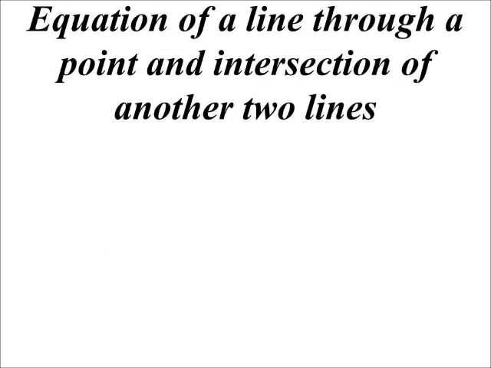Here's another interesting one. If you want to find the equation of a line through a point and the intersection of another two lines, the long way of doing it is solving the two lines simultaneously, finding their point of intersection. Then you've got 2 points, and then you ask, what's the equation of the line between these 2 points? Point slope formula, bang, away you go. Of course, that takes some time.